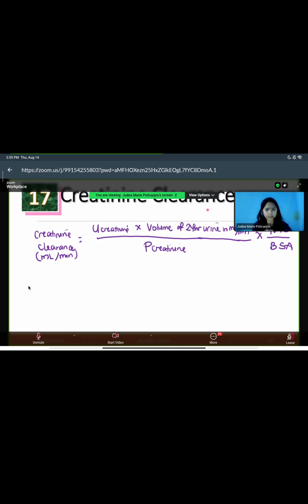Now, important notes about the creatinine clearance computation. Ano yung mga importanteng bagay na dapat tandaan sa creatinine clearance natin? Number 1, don't forget na si creatinine clearance, again, as mentioned kanina, ginagamit yan to assess glomerular filtration. Ginagamit yan para malaman kung nag-filter ba talaga si glomerulus or hindi. Pangalawang bagay na dapat tandaan sa creatinine clearance computation, laging tatandaan yung volume ng 24-hour na urine.